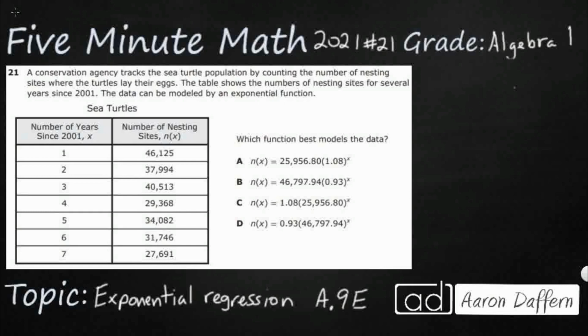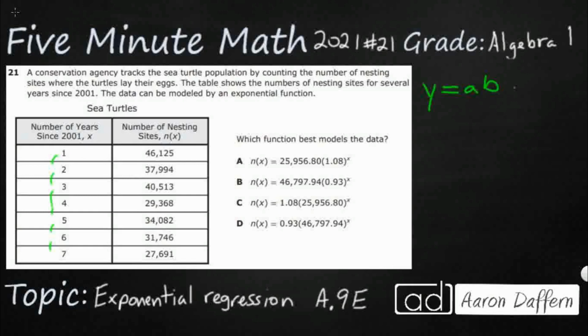So we have this conservation agency tracking sea turtle population, counting the number of sites since 2001, so number of years. We don't have a zero, unfortunately, but we have a pretty stable step: 1 year, 2 year, 3 year, 4, 5, 6, 7. Since we have this step, we need to find a function that best models this data. We could try to graph it, but that really wouldn't help us much, because what we're looking for is not necessarily a graph. We're looking for something that looks like this.